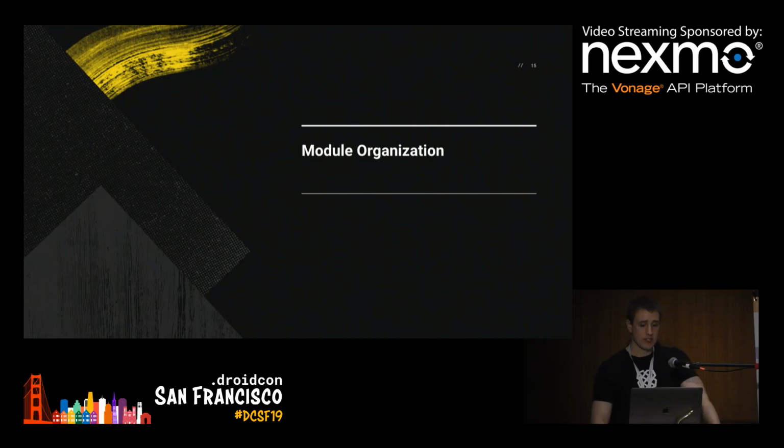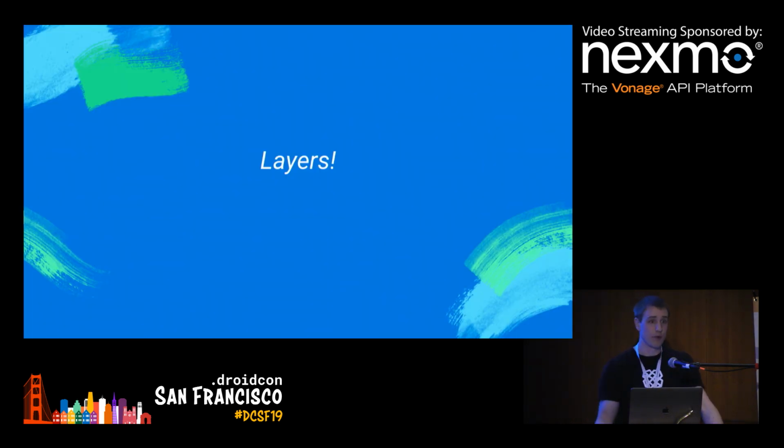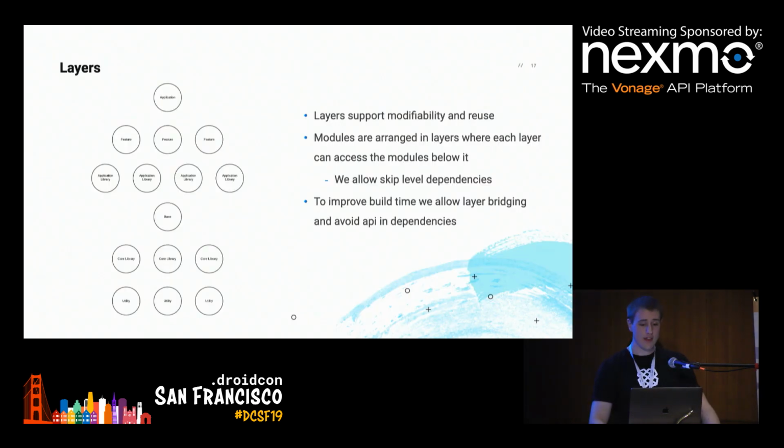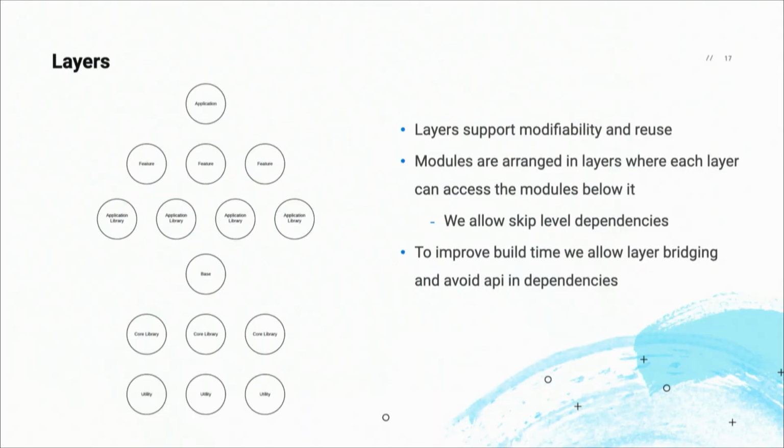So now we've got modules, and we want to figure out how we can organize them in some kind of logical manner. We want to think about layers. The great thing about layers is it really supports modifiability and reuse. This diagram shows we've got lots of layers in the way we've structured our app. They're arranged in each layer.